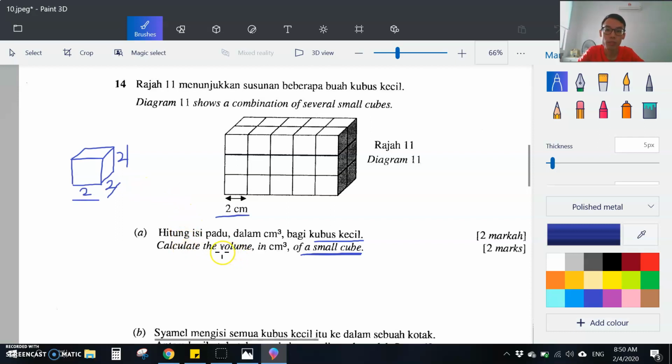So the formula for volume, untuk cari isi padu, length times width times height. Panjang darab lebar darab tinggi. So panjang 2 cm, lebar 2 cm, tinggi 2 cm. So 2 times 2 is 4, 4 times 2 is 8.